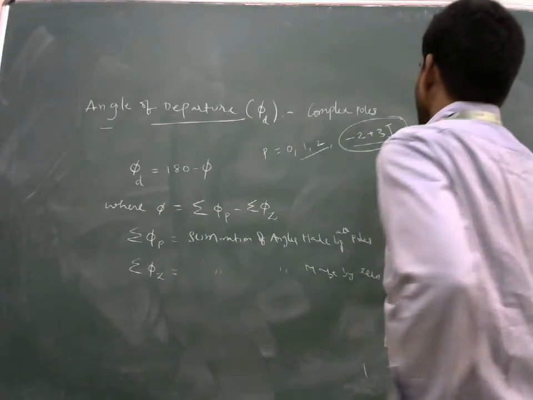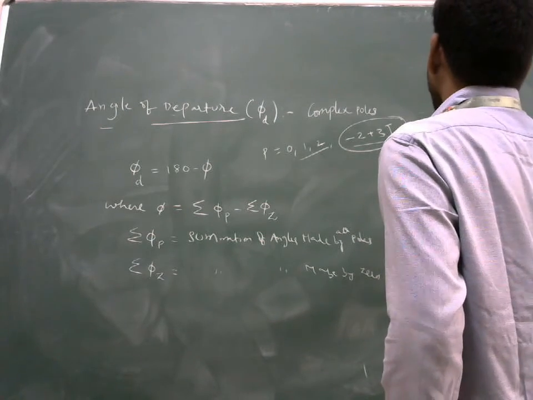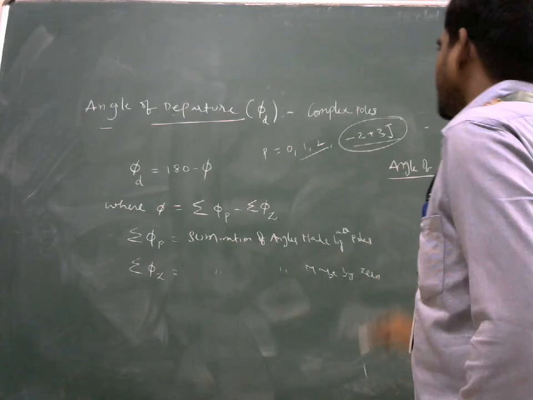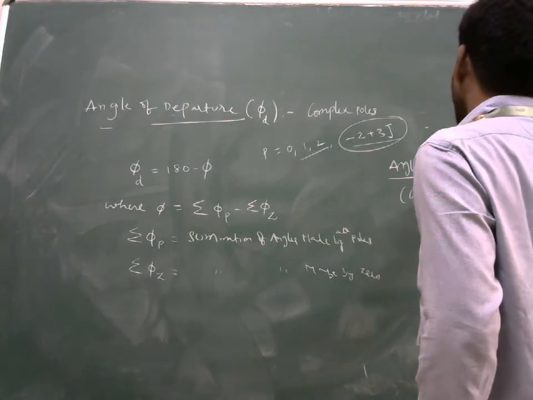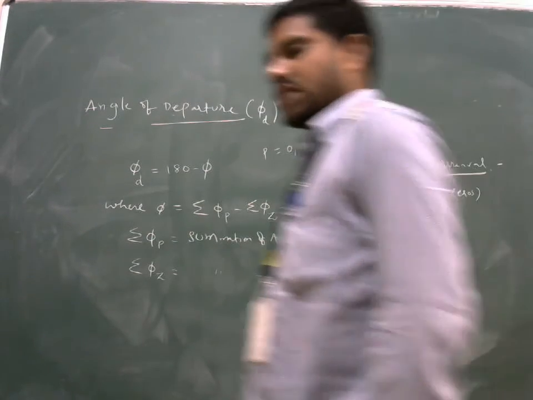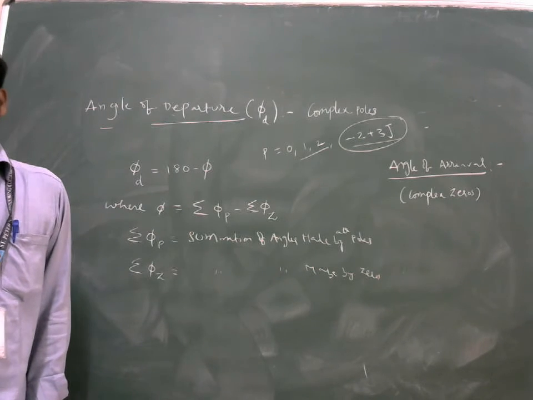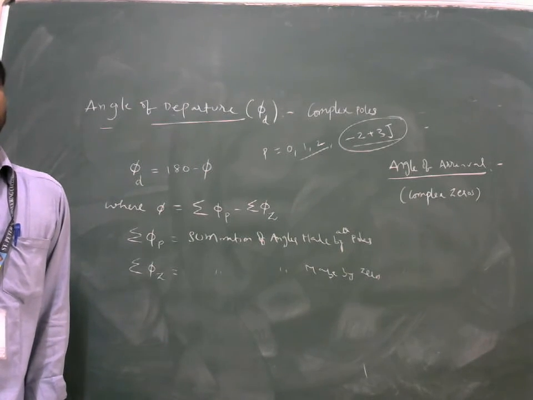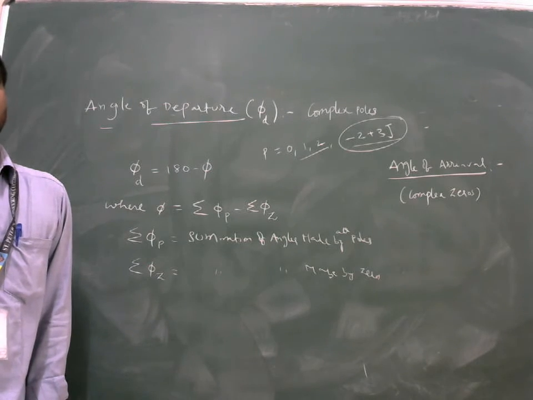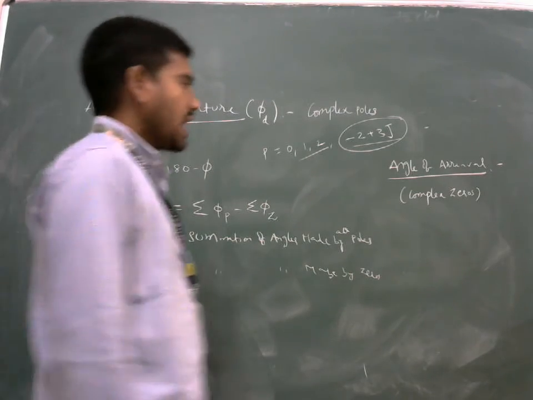Angle of arrival. We have an angle of arrival whenever we have complex zeros. Already we said that in a root locus, the poles move towards the zeros. Here, the angle of arrival is the angle at which the root locus branch arrives at that particular zero. That is what we call the angle of arrival.